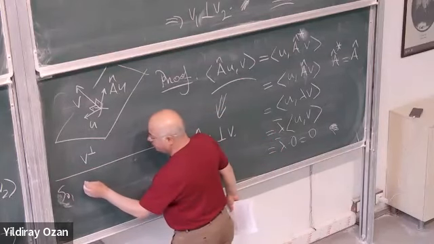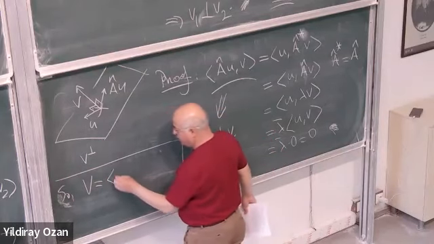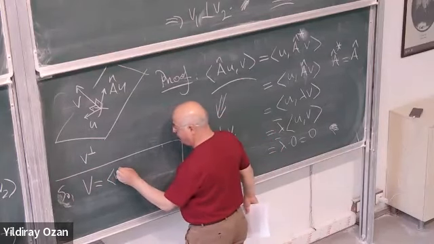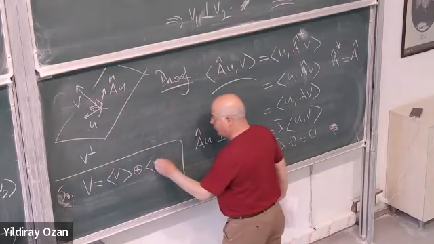So if I write my vector space like this, span of V, direct sum, orthogonal complement of this.